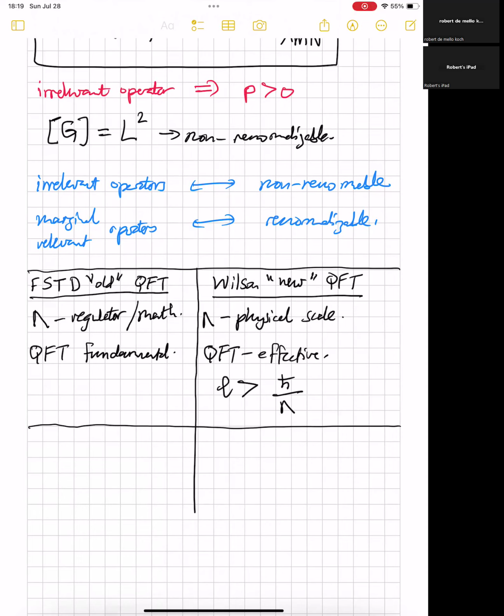What could this cutoff be in the quantum field theory of particle physics? Well, maybe it's the grand unification scale. Maybe it's the quantum gravity scale. It's some scale below which new physics will become apparent.